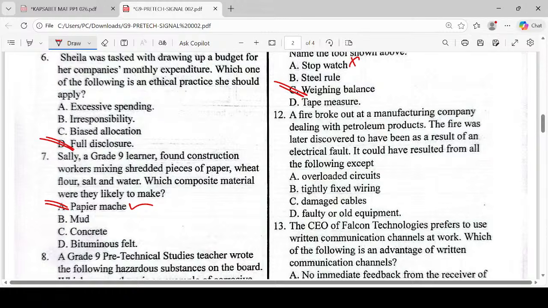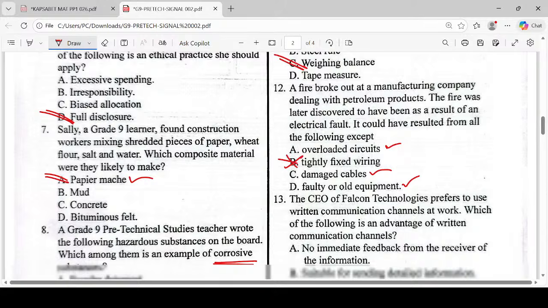Question number 12. A fire broke out at a manufacturing company dealing with petroleum products. The fire was later discovered to have been as a result of an electrical fault. It could have resulted from all the following except overloading the circuit through tightly fixed wiring, no; damaged cables, yes; faulty or old equipment, yes. So the odd one out here is B for boy, which becomes our answer.